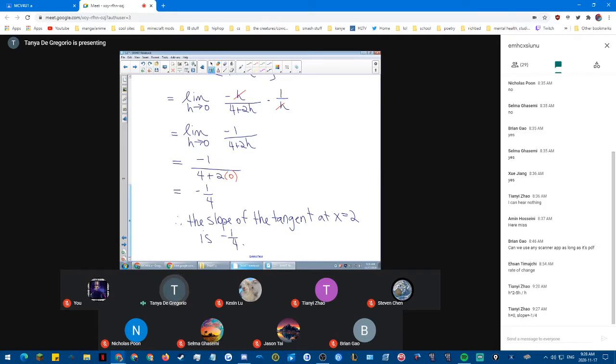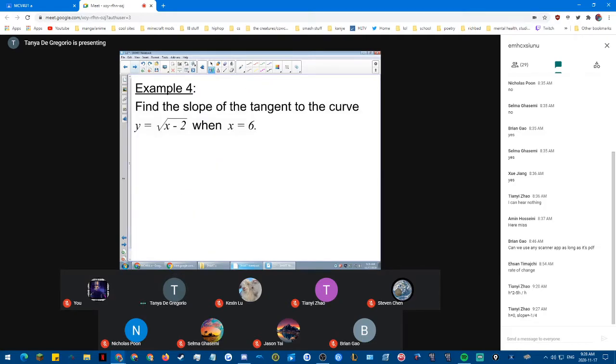Okay, may I go to the next example? Okay, so doing more of the same, now just with a different function. Now we're talking about a root function. So find the slope of the tangent to the curve y equals radical x minus 2 when x is equal to 6.